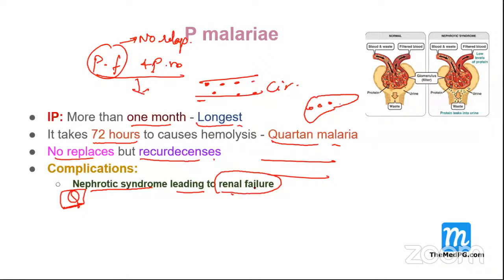So what is the potential complication of malaria, students? Plasmodium malariae. Remember, M. If you remember the alphabets, after M, what happens? Nephrotic. That is malaria. It will cause what? The complication is nephrotic syndrome. Remember this way.